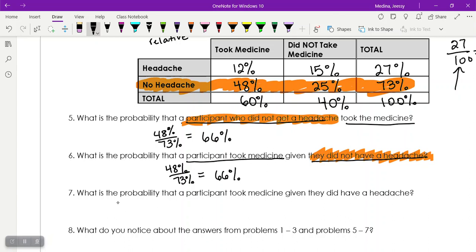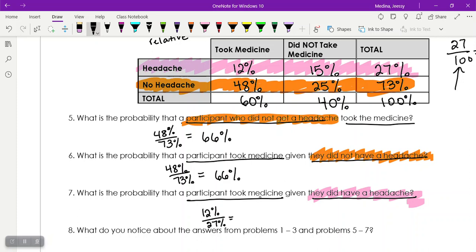All right, this one, what is the probability the participant took medicine or they did have a headache? So what is this? Are we talking about everybody that took the medicine or everybody that did have a headache? Everyone that did have a headache. So that means we're talking about this row. So what is it that took the medicine? So 12% out of 27%.